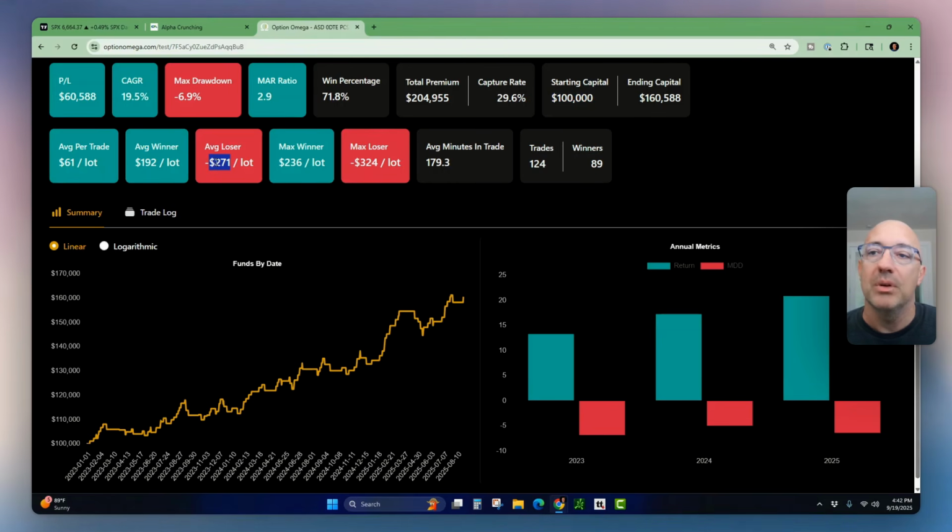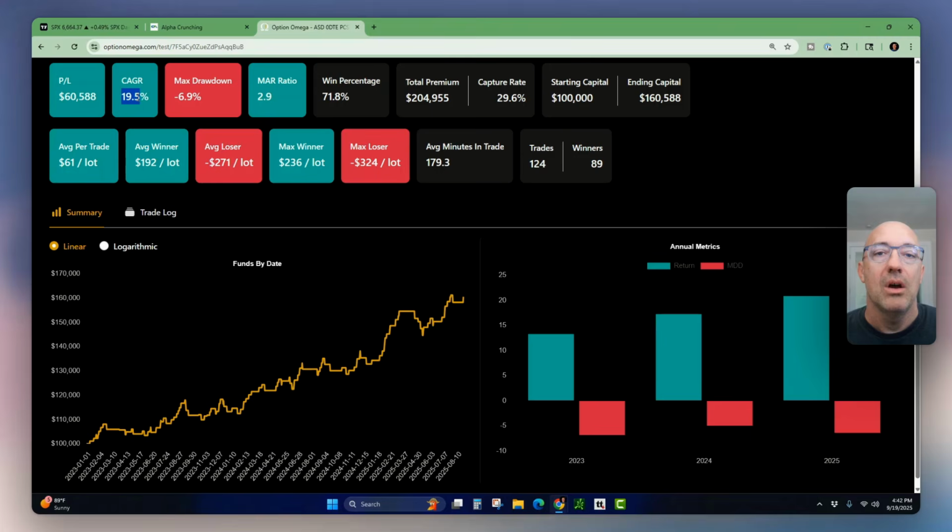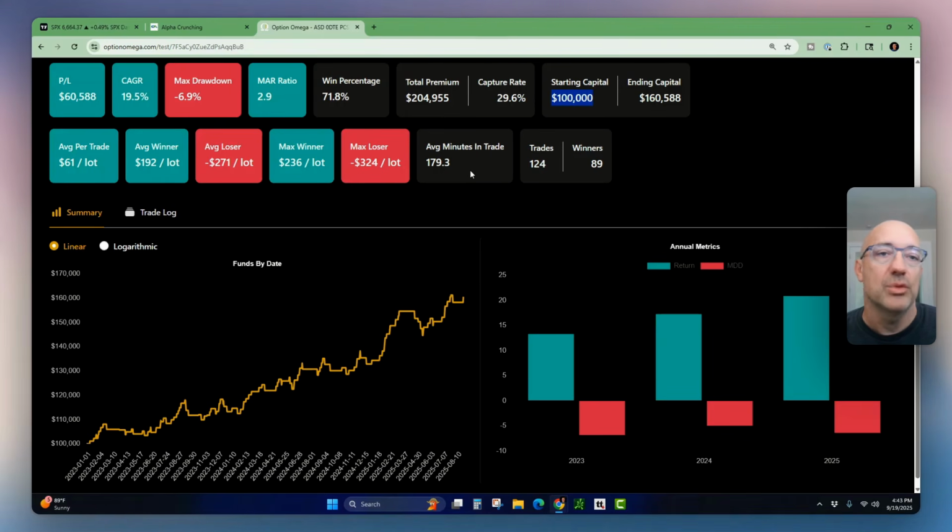This is still the number for trading one spread at a time, but from a portfolio standpoint, this is bringing in about 19% per year over the last few years. It's made about $60,000 in that $100,000 account, and this is just trading this one 0-day strategy. It typically triggers 2 or 3 setups per week, and that's the average trade frequency.